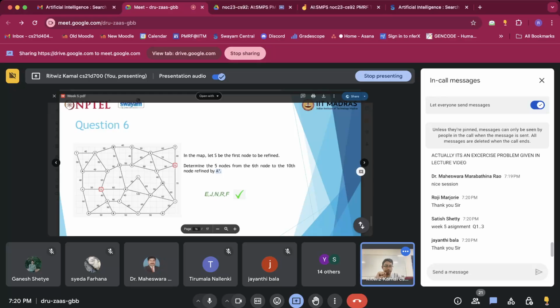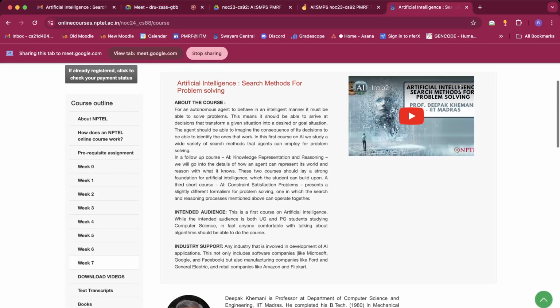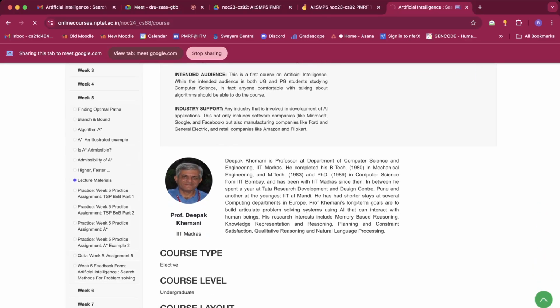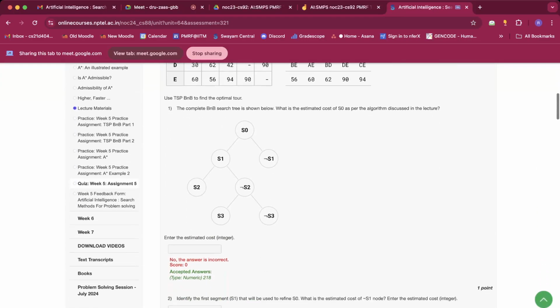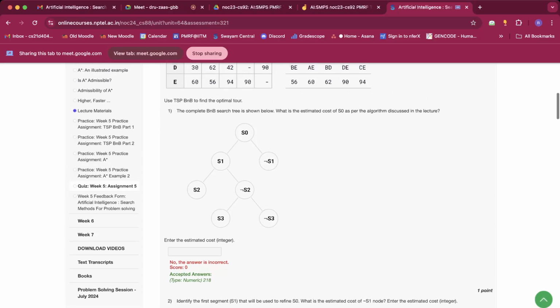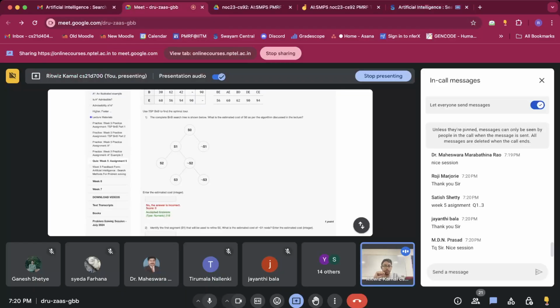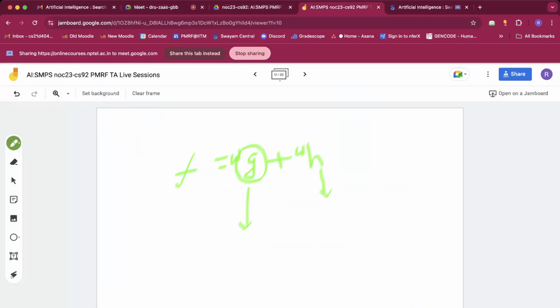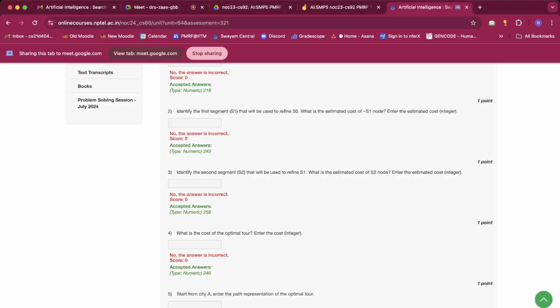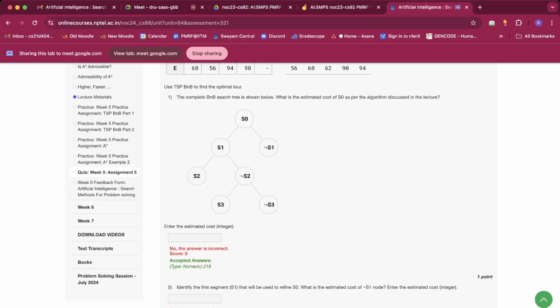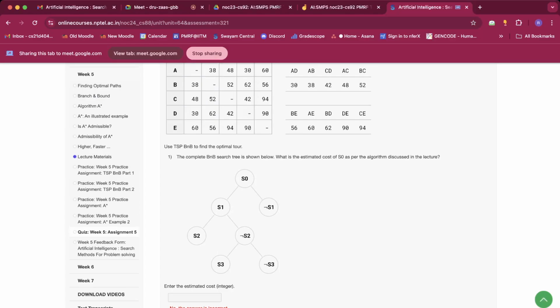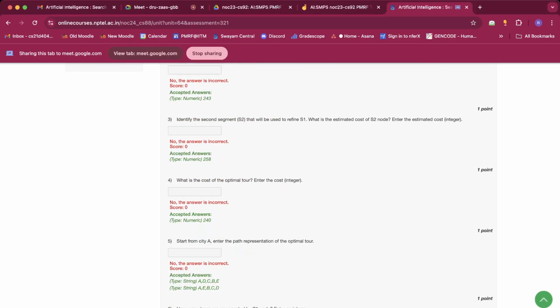Okay, then week 5 assignment question 1. Okay, let's have a look at that. Which question over here? Question 3. Okay. Identify the second segment that will be used to refine S1. What is the estimated cost of S2 node?